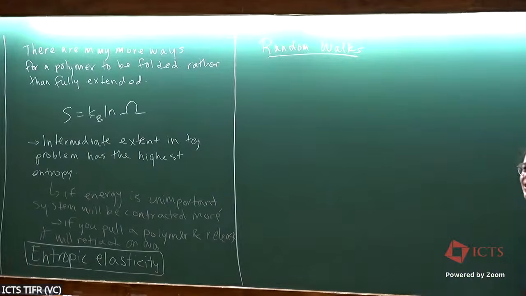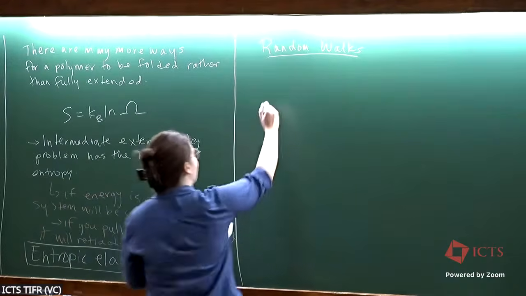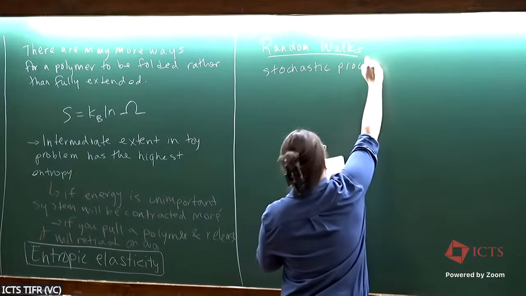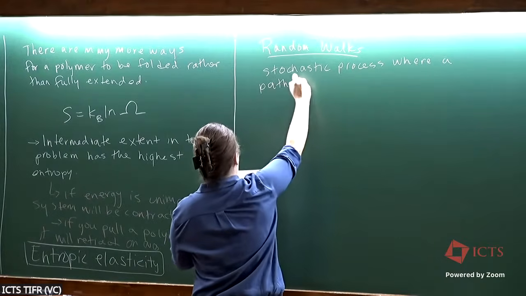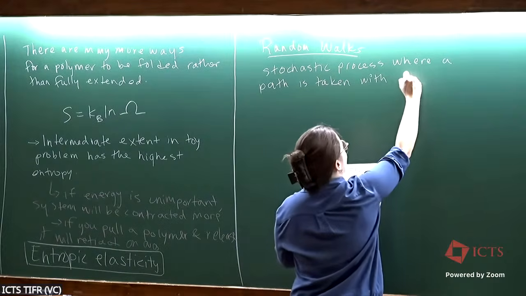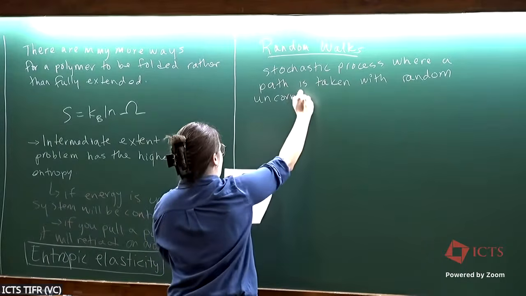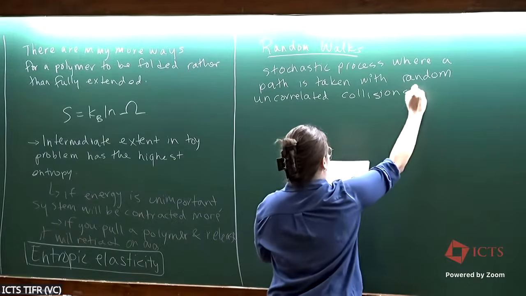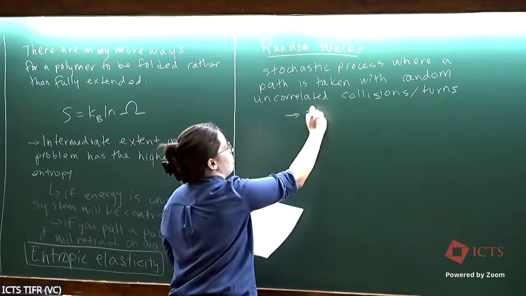All right. So random walks are a general mathematical object. They're used for all kinds of things. It is a stochastic process where a path is taken with random, uncorrelated collisions or turns.